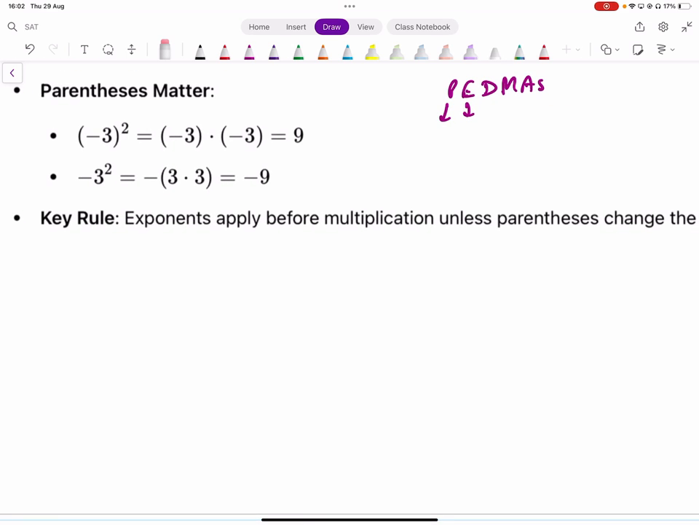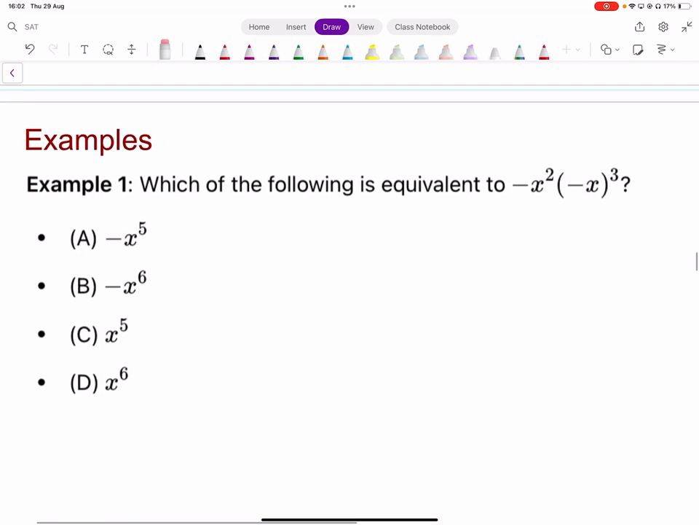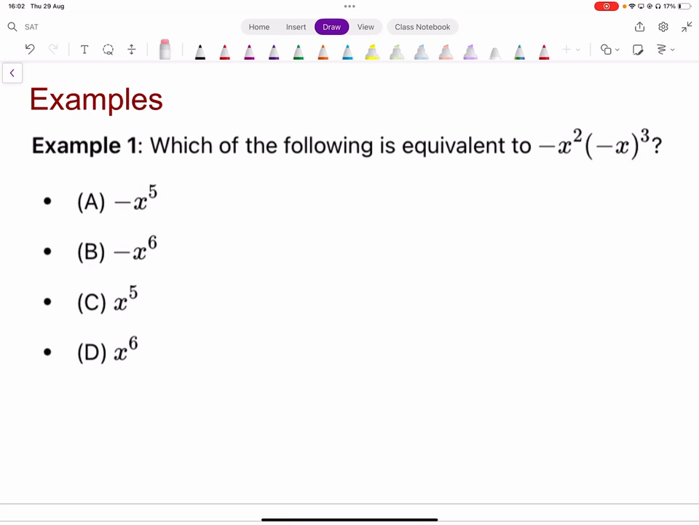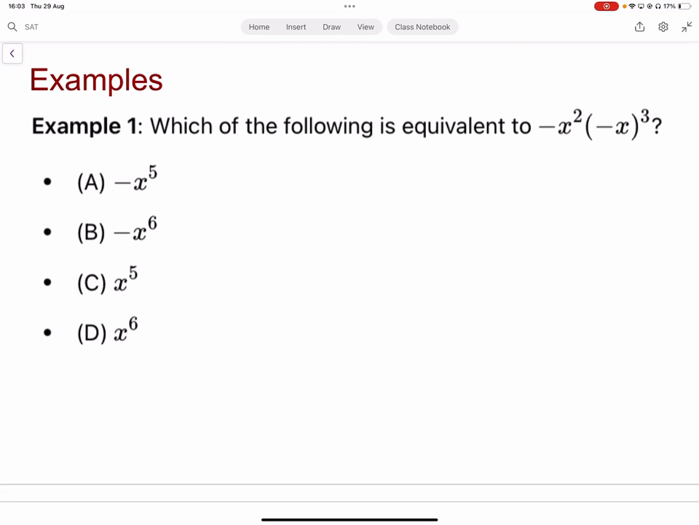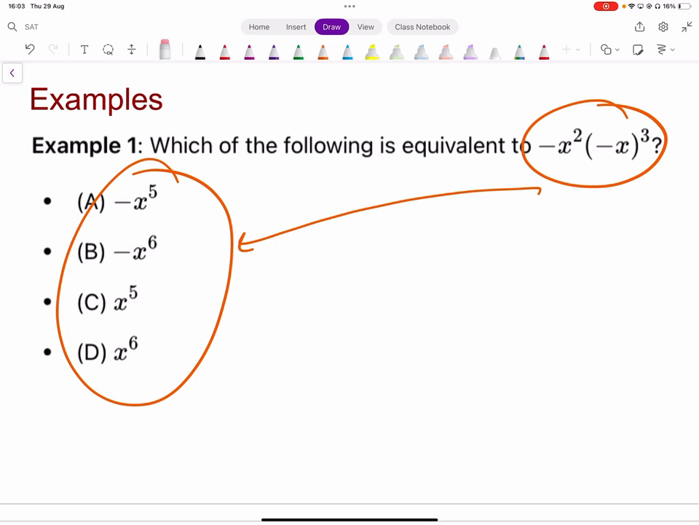If you have any question at any point, please make sure to stop me and ask that question right away, ताकि आपकी कोई confusion हो तो उसी वक्त address हो जाए. Now let's do some examples. Let's say we have this expression, -x squared into (-x) whole raised to power 3. Now this is one common type of question. You will be given some expression and you will be asked which of the given options is equivalent to that expression, right? So now this is the expression and you have these 4 options. Which of these is equivalent to that?